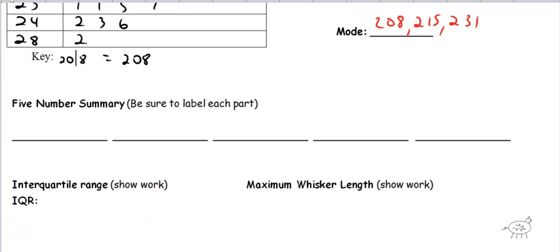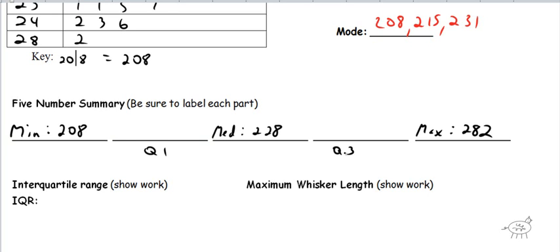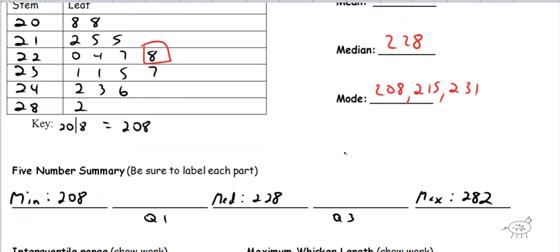All right, 5-number summary. It says be sure to label each part, so don't just list them. Your minimum value is 208. Our median, we already know that, is 228. And our maximum value is 282. So we need Q1 and we need Q3. Let's find that. Basically, let's go back to our data.